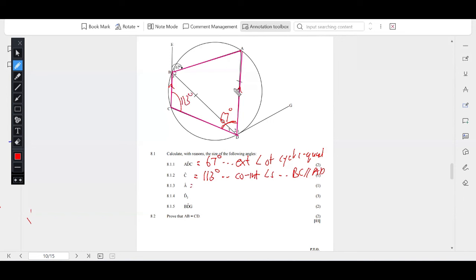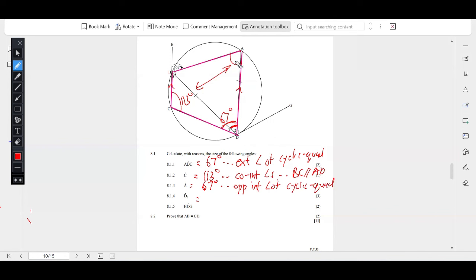We are now looking for angle A, but then we are saying this is a cyclic quad. What do we know about opposite interior angles of a cyclic quad? They add up to what? They add up to 180 degrees as well. So 67 degrees, and our reason is opposite interior angles of cyclic quad. So the opposite interior angles of a cyclic quad, they add up to 180 degrees. Then now we are looking for D2. So where is D2? D2 is in here.